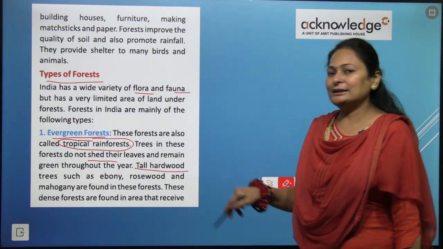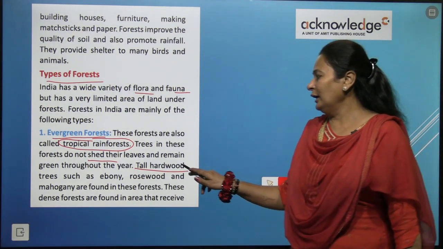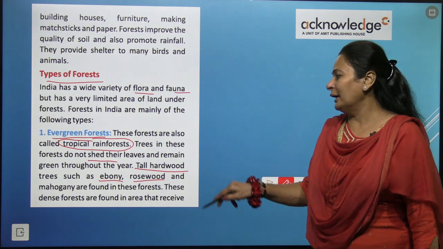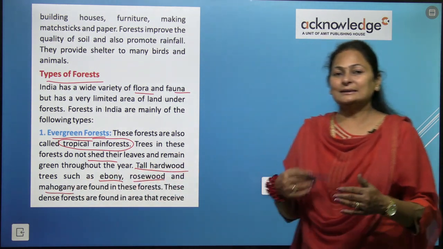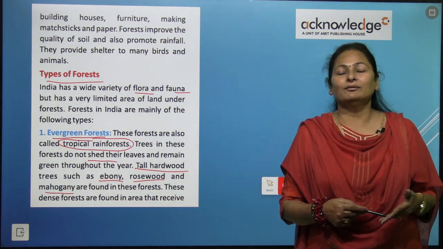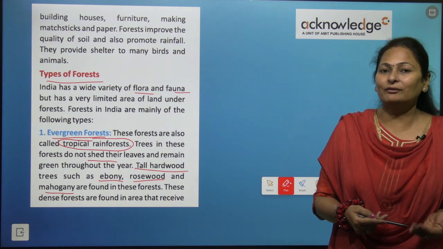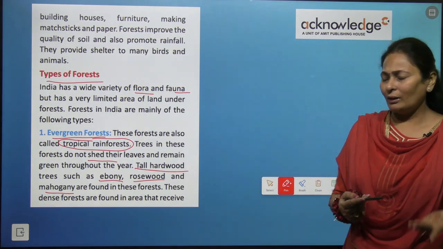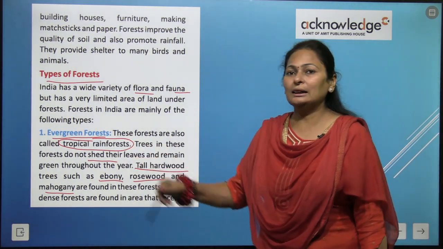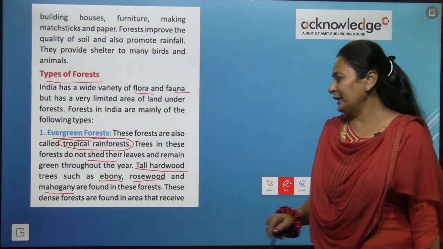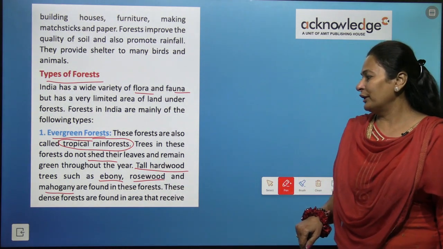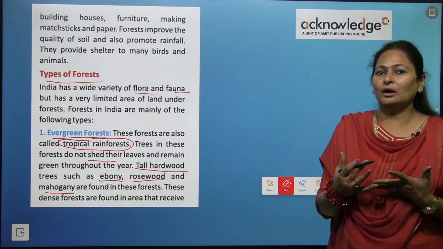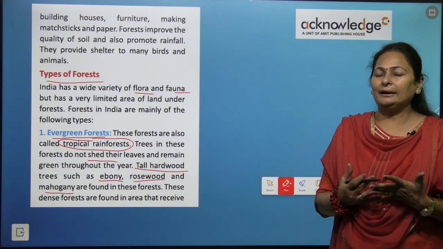And what kinds of trees are these? These are tall hardwood trees such as ebony, rosewood and mahogany. These trees grow in the evergreen forest and never shed their leaves, right? And we call them tropical rain forests. These are found in these forests. These dense forests, dense means you would not get space or light.